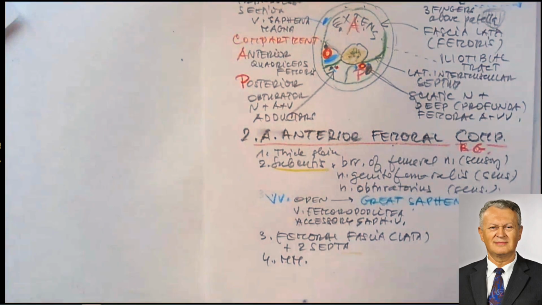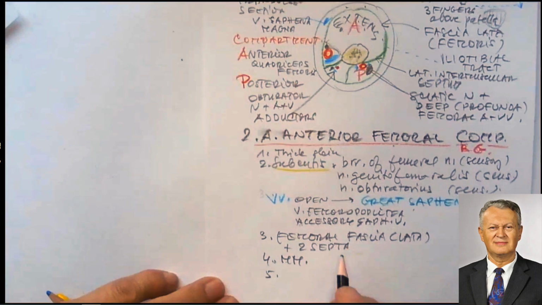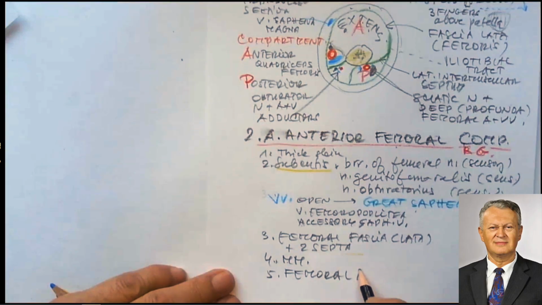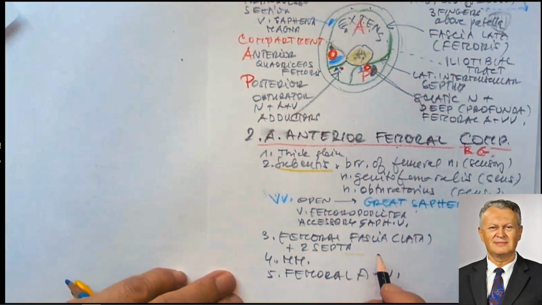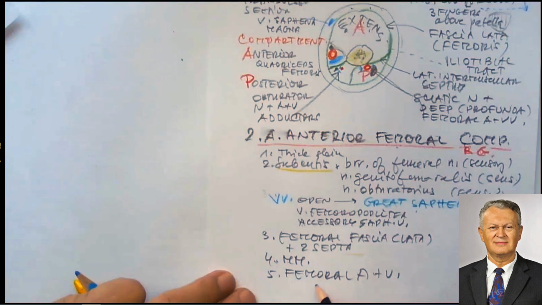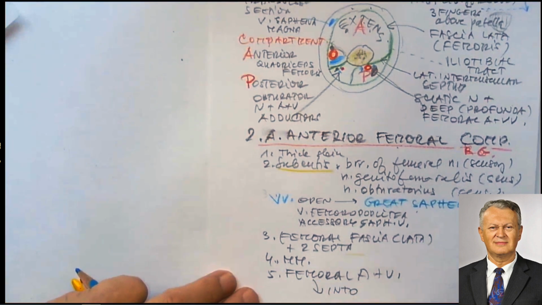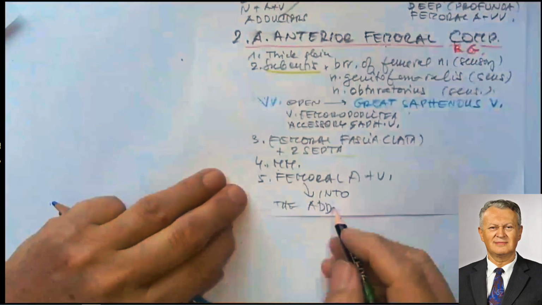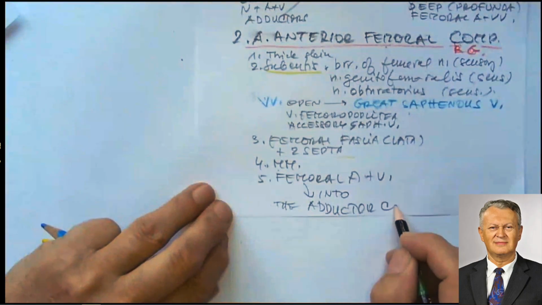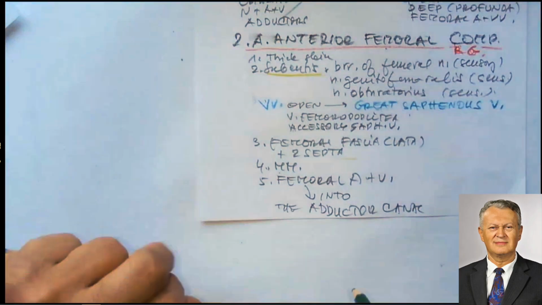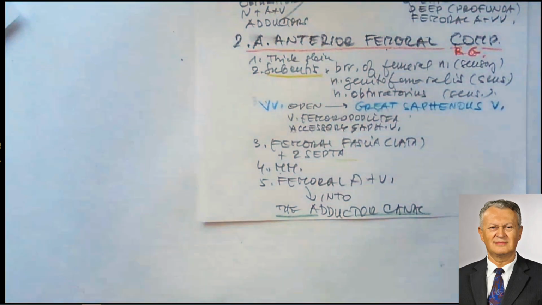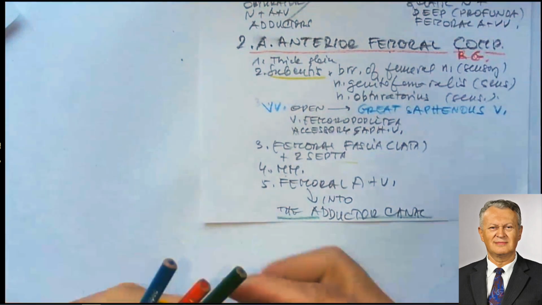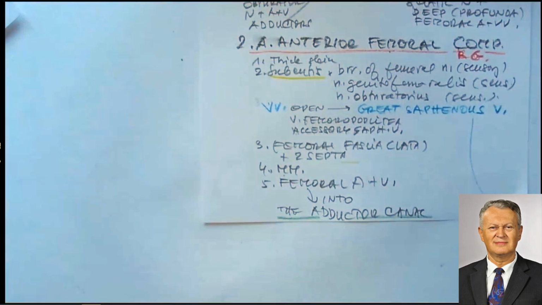And then also number five are the principal vessels, femoral artery plus vein. They run together, and they finally descend into the adductor canal. We will draw also the adductor canal. That's it. So we see all the structures, and then what we need is to draw the great saphenous vein in the anterior compartment on the following diagram.